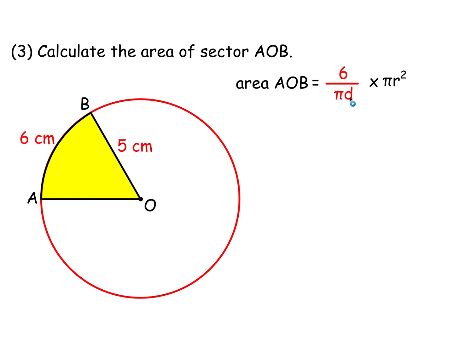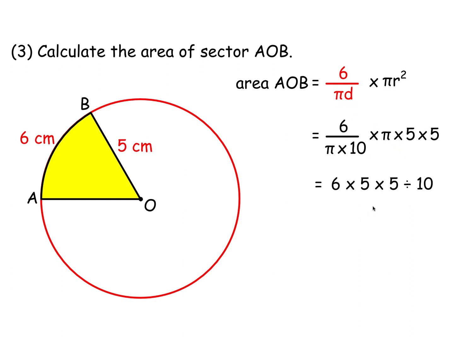D is 10, the diameter. And since we want the area, you want that fraction of pi r squared, with the radius being 5. So you just slot in the figures, d being 10 and r being 5. Put that in the calculator. It would work out the answer exactly 15.